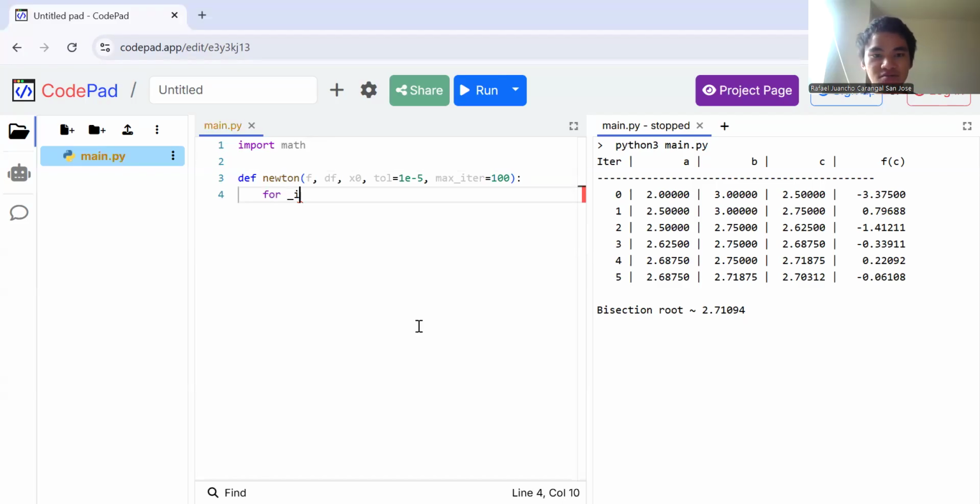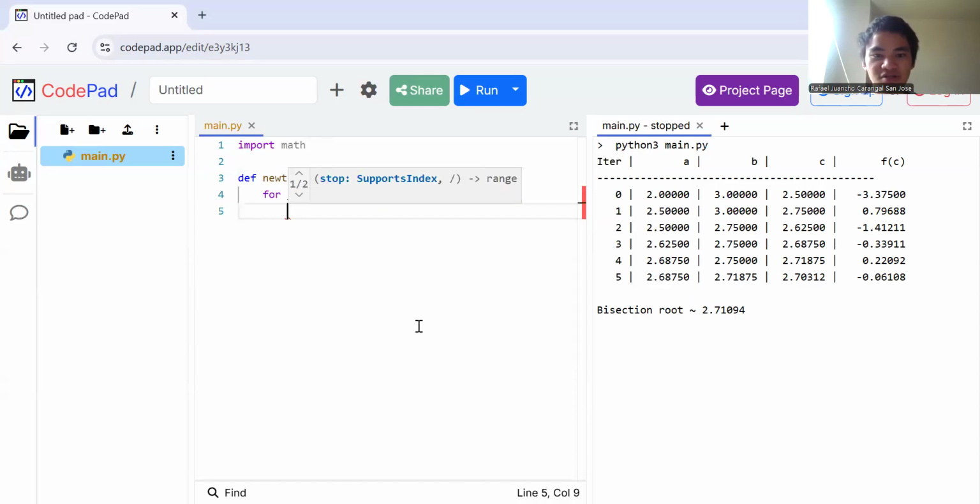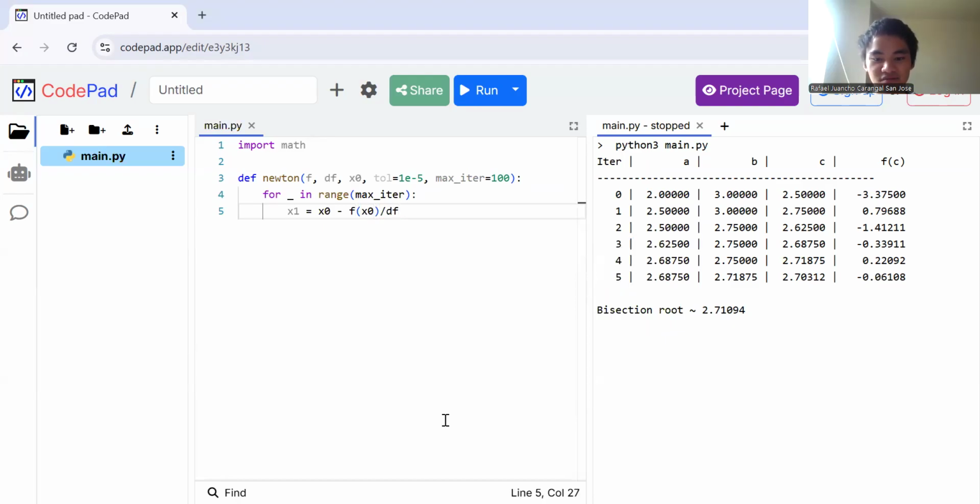Let's do a for loop here, in range of iter. That's the number of iterations we're going to use. And we're going to use our Newton-Raphson method. So x1, the following point, is going to be x0 minus our function f of x divided by its derivative at the same point, right?